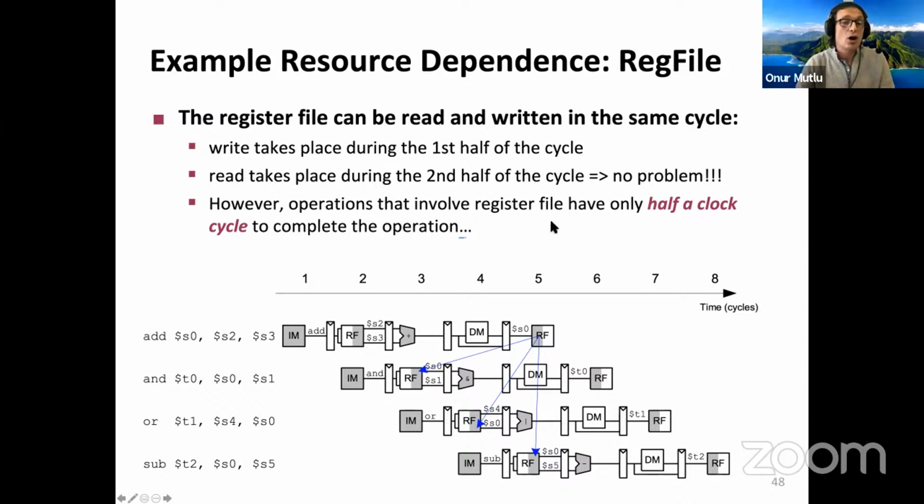However, operations that involve the register file have only half a clock cycle to complete the operation right now, right? So that's the downside of this assumption. So it's not always a great assumption. We're going to use it as a simplifying assumption, basically.